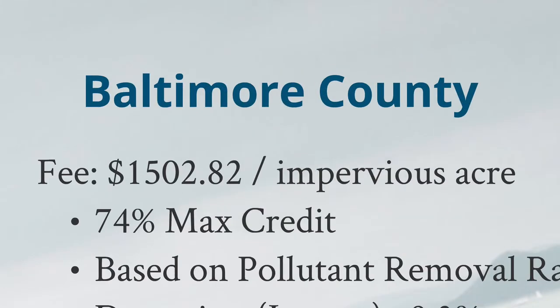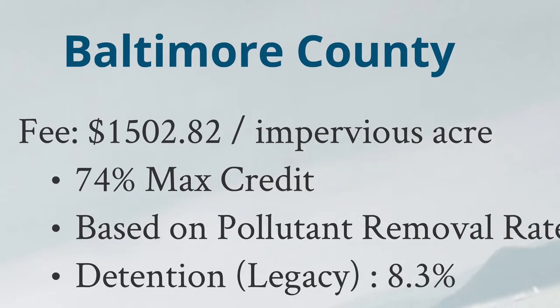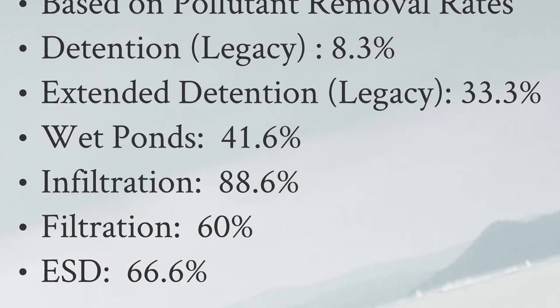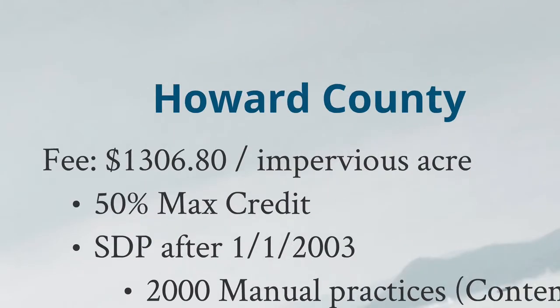Moving to Baltimore County, the fee comes down a bit. We have the potential for maximum credit goes up quite a bit, also to 74%. But these credits are based on the pollutant removal rate. So it doesn't matter if they're really legacy or contemporary, whatever the research has shown is the pollutant removal rate, that will translate for different types of practices, that will translate directly into the value of the credits.